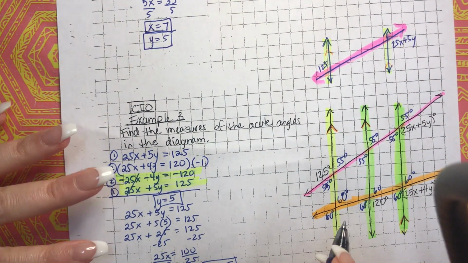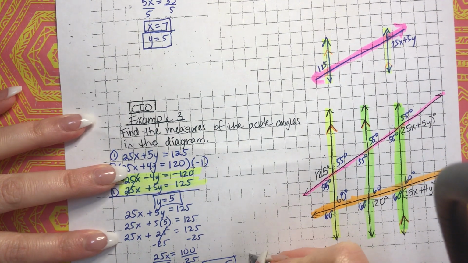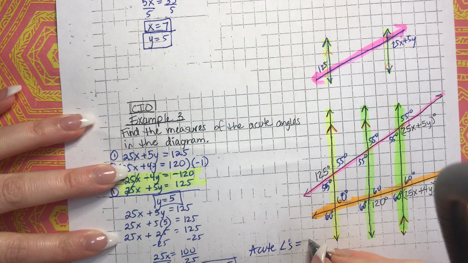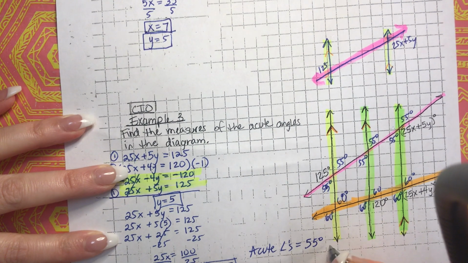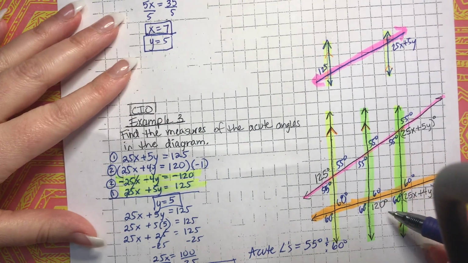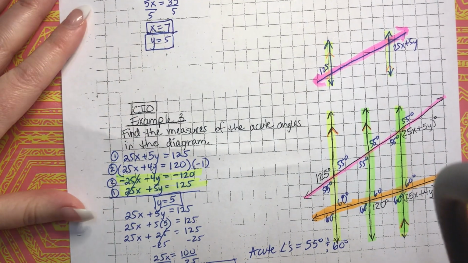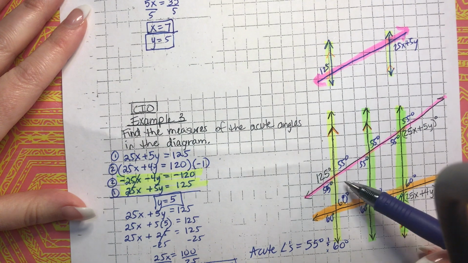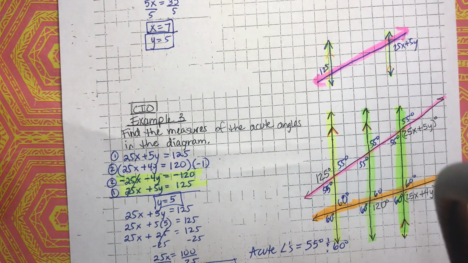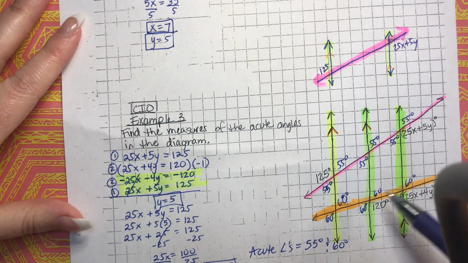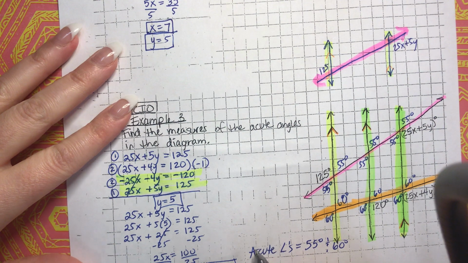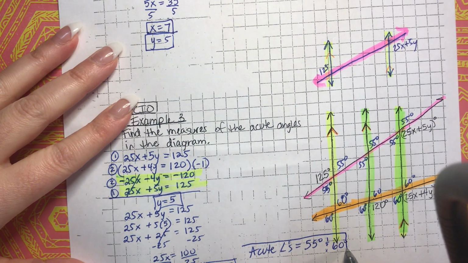So to answer the question, the acute angles equal 55 degrees and 60 degrees. Those are all the acute ones, because all of the other ones are obtuse. All of these other ones would be 125, that's really 125 too, and these would all be 120 over there. So yeah, acute angles, 55 and 60.